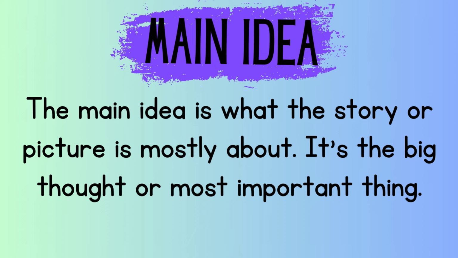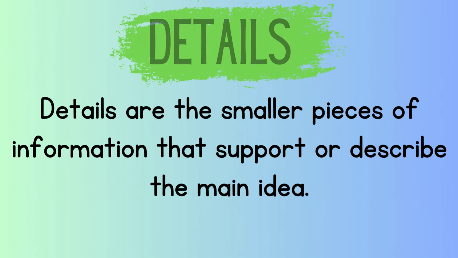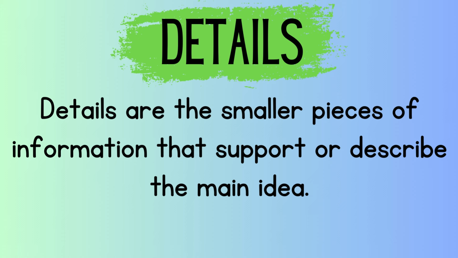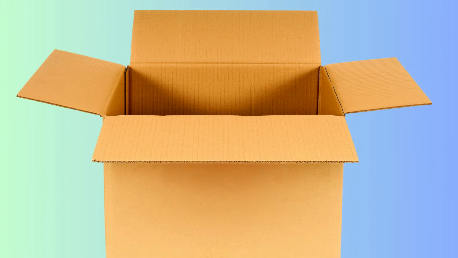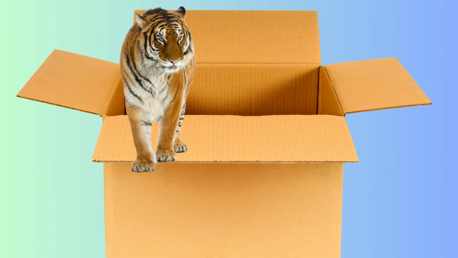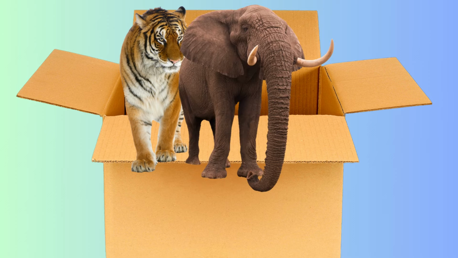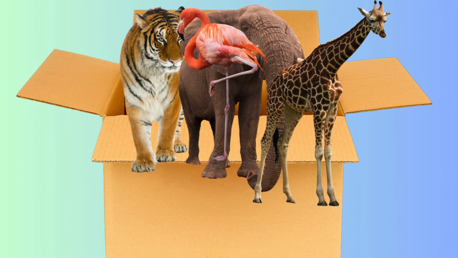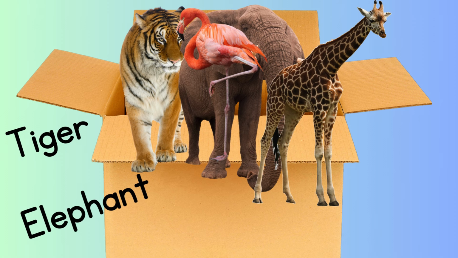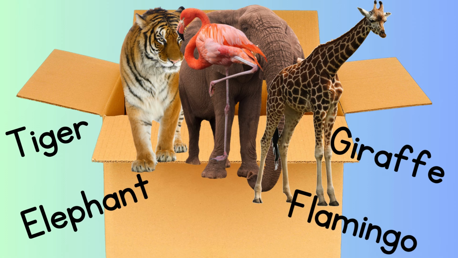And all main ideas have details. Details are the smaller pieces of information that support or describe the main idea. To help us understand details, let's look in this box. In the box, we have a tiger, an elephant, a giraffe, and a flamingo. Now, these animals are all details. Tiger, elephant, giraffe, and flamingo. Remember, details are the smaller pieces of information.